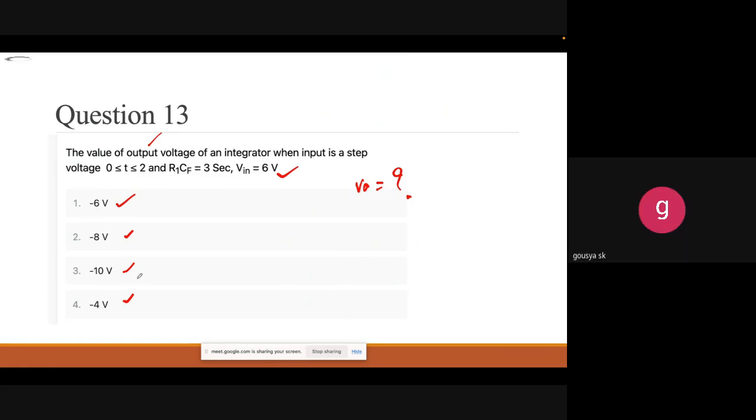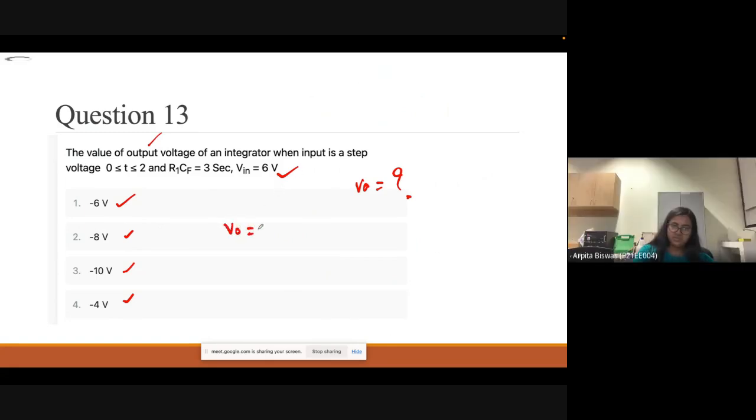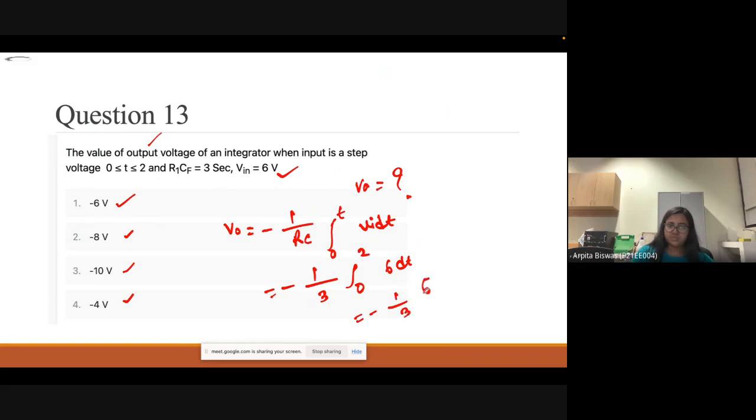Minus 4 volts. Okay. So just directly put the formula here: minus 1 by RC into the integration of V input into dt. Minus 1 by RC, RC is given 3, and the limits are 0 to t, which means 0 to 2, so 6 into dt. Minus 1 by 3 into 6, and dt is 2, so the answer is minus 4 volt.